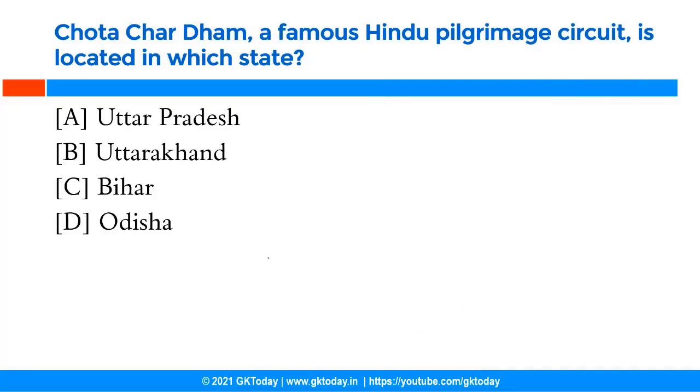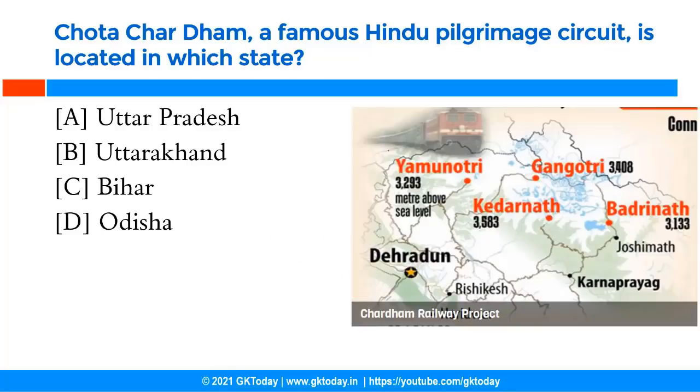Next question is, Chota Char Dham, a famous Hindu pilgrimage circuit, is located in which state? So it is located in Uttarakhand, and this circuit consists of 4 locations. These 4 locations are Yamunotri, Kedarnath, Gangotri and Badrinath. So recently Uttarakhand government has suspended this Char Dham Yatra in the backdrop of COVID-19. That is why it was in news.